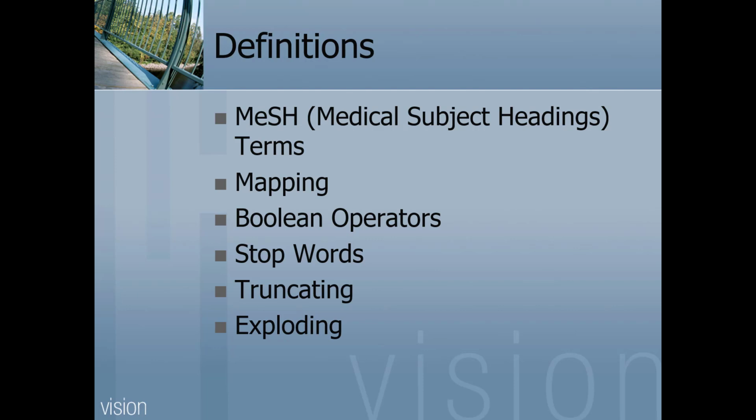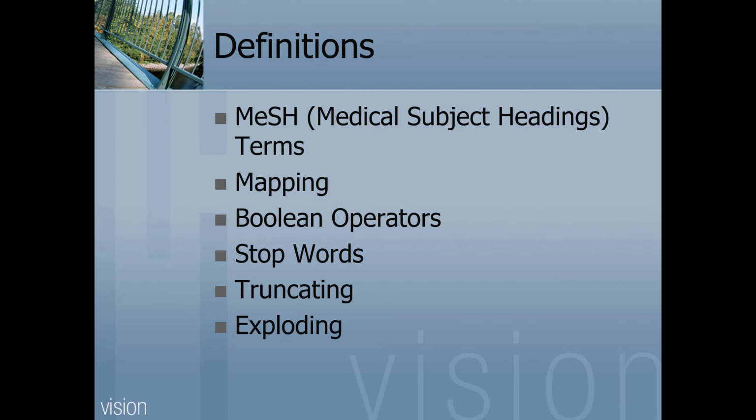Truncating. Truncating a term allows you to search all terms that begin with a word. In order to truncate a term, type a root word into the search box followed by the asterisk, the little star symbol. For example, typing walk with the star symbol into the search box will return words such as walks, walking, walker, and others.